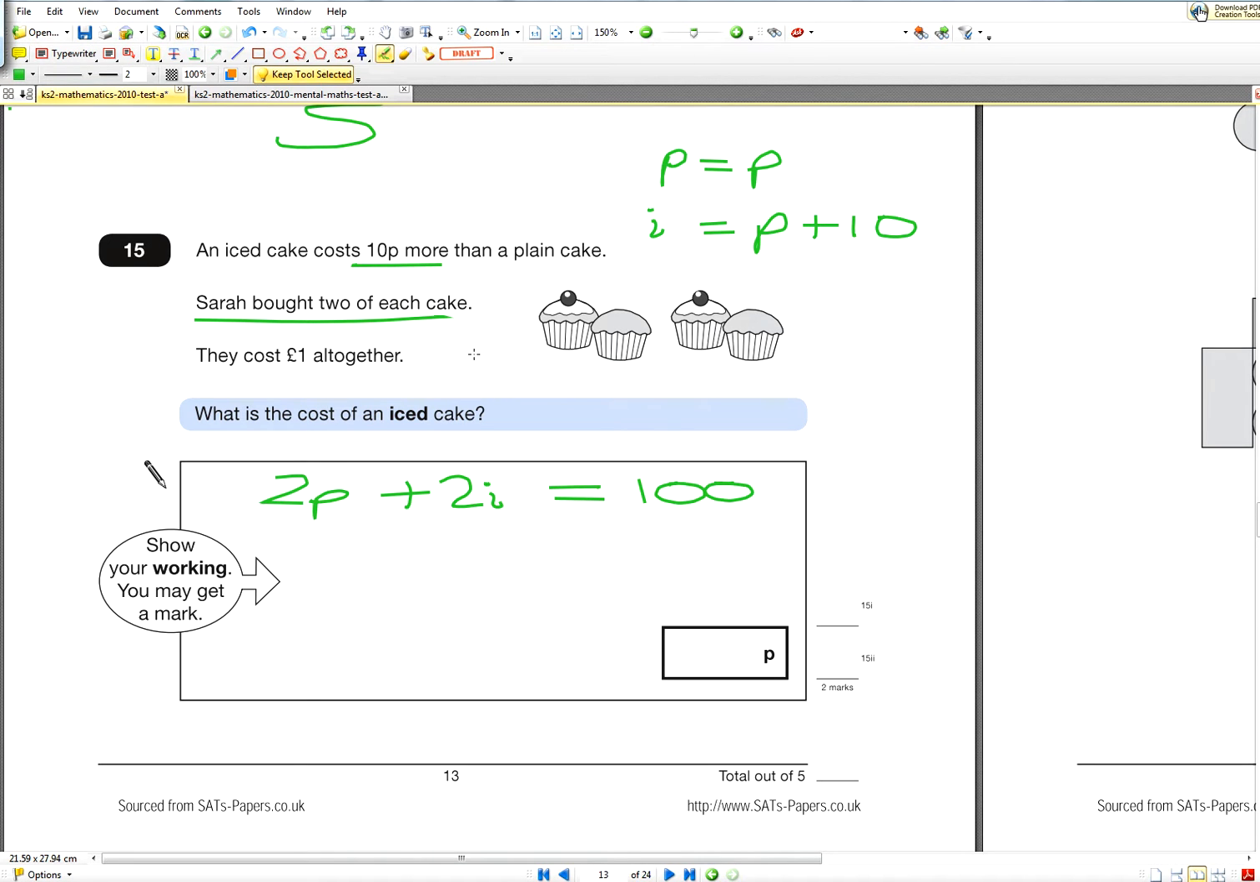So the I really means p plus 10, isn't it? So maybe see the I, put a p plus 10 in there. So watch this now. 2 lots of p plus 10. That's what the I is worth. Now we need to multiply it out. What's 2 times by p? 2p. P is the cost of the normal plain cake.